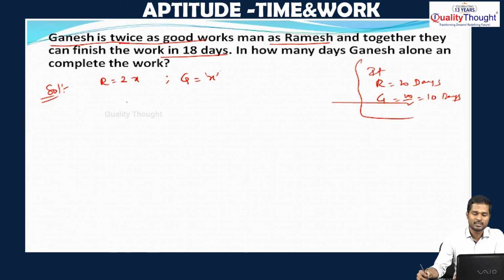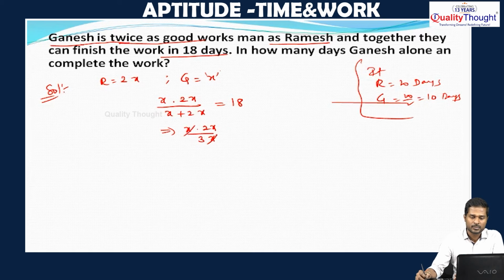In the question he clearly said that if they work together, they will complete the work in 18 days. So Ganesh's time is x, Ramesh's time is 2x, and combining their work, 1/x plus 1/2x is equal to 1/18. So this is 3 by 2x. The x will cancel here, and with 18, 2 ones are 2, 2 nines are 18. So that means x will be equal to 27.